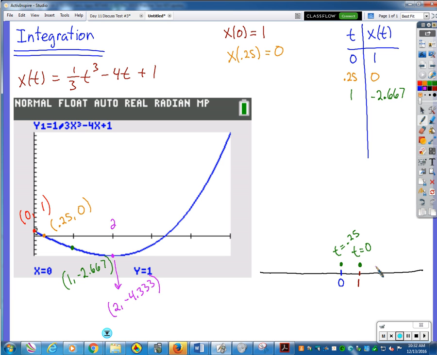So the particle started here, it moved left until it got over here to a position of negative 4.333. That was at a time of 2. Now the particle's position, the y coordinate on this graph, becomes less negative, therefore the particle is moving to the right.